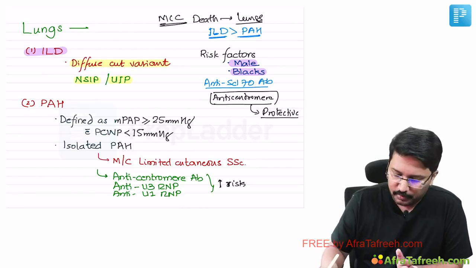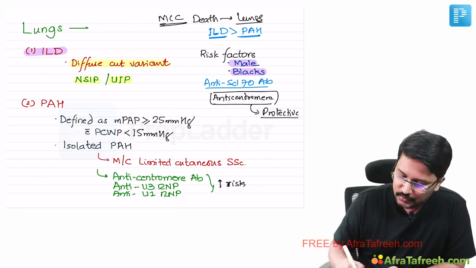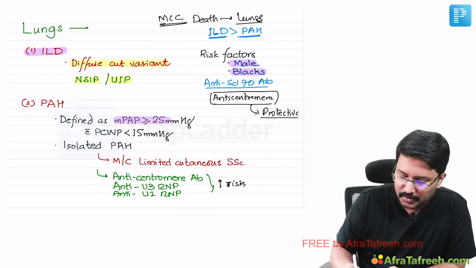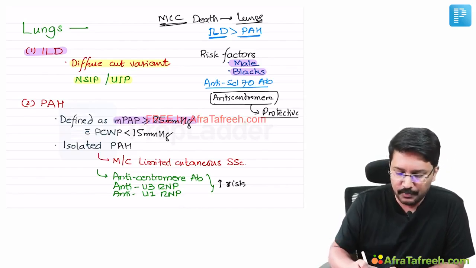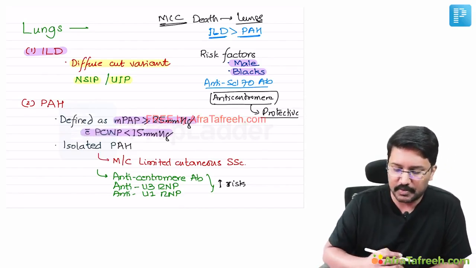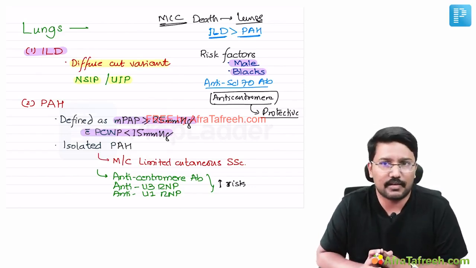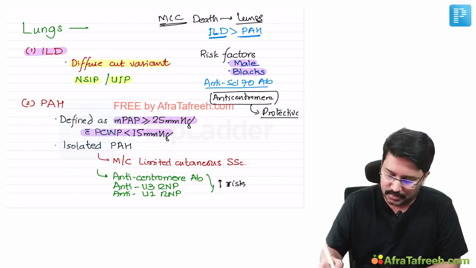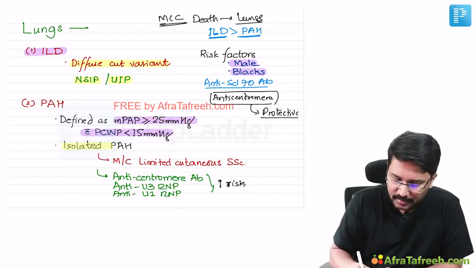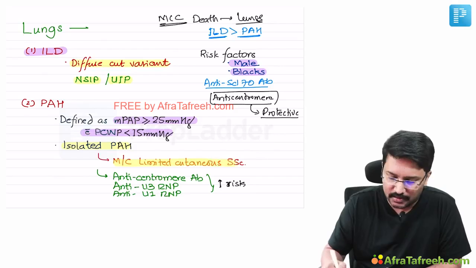Okay. Now coming to pulmonary arterial hypertension. This is usually defined as mean pulmonary arterial pressure more than 25 millimeters of mercury with a capillary wedge pressure less than 15 millimeters of mercury. So that means for definitive diagnosis, we need a cardiac catheterization, right? Going by the definition, isolated pulmonary arterial hypertension is more common in limited cutaneous.